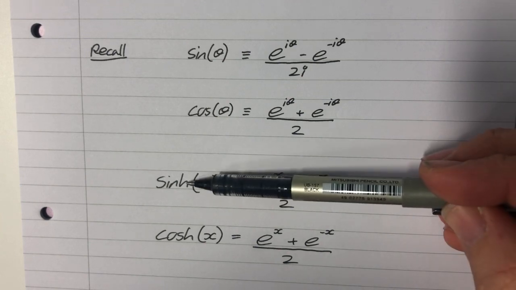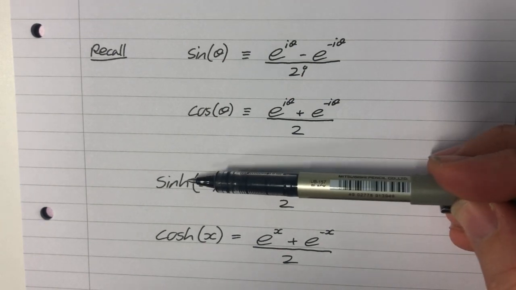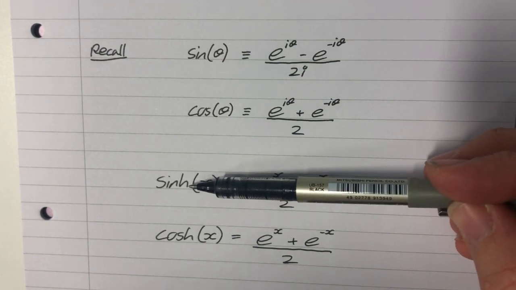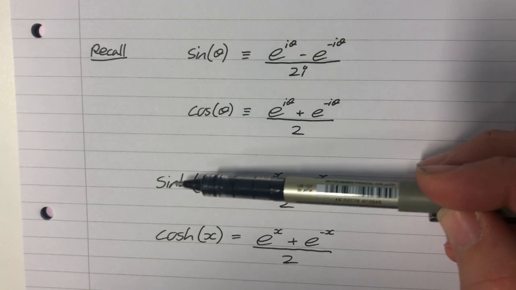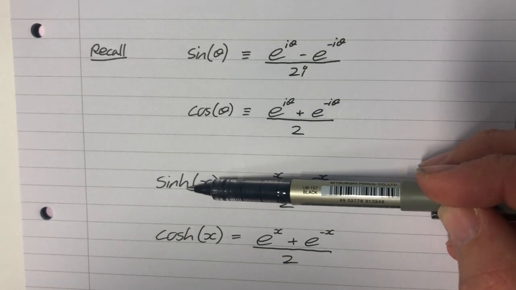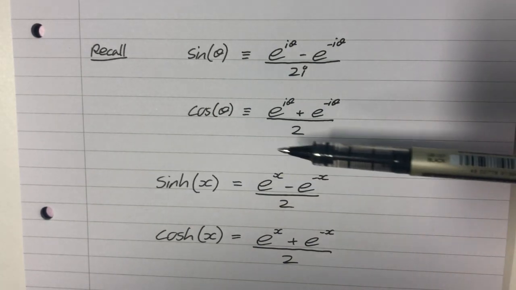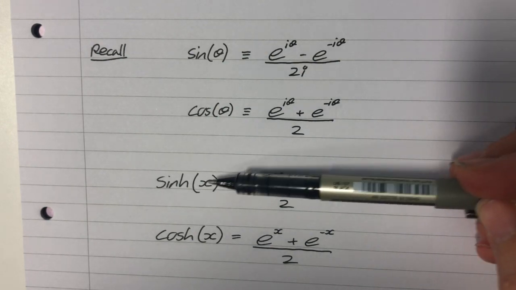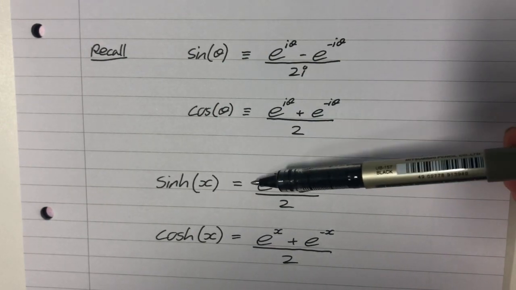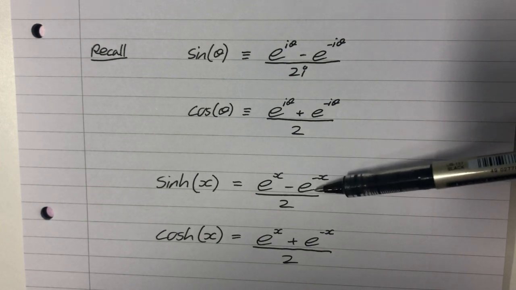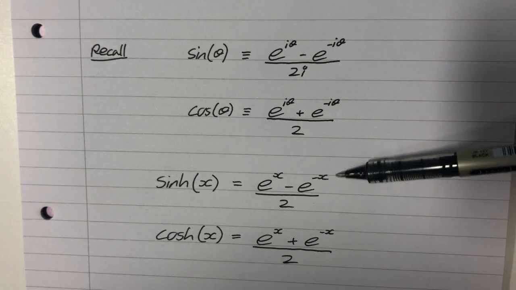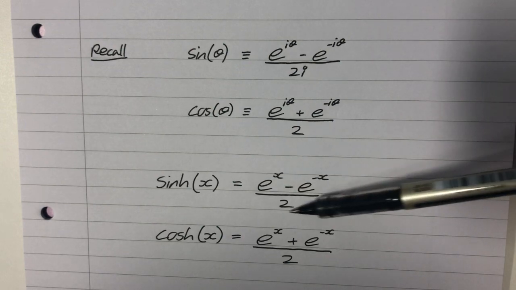This one is pronounced either shine or cinch. Doesn't matter, depending on whether you prefer the sound or whether you prefer the h being in its appropriate place. And shine of x, which is how I usually pronounce it, is defined as e to the x minus e to the minus x over 2. That is its definition. Okay.